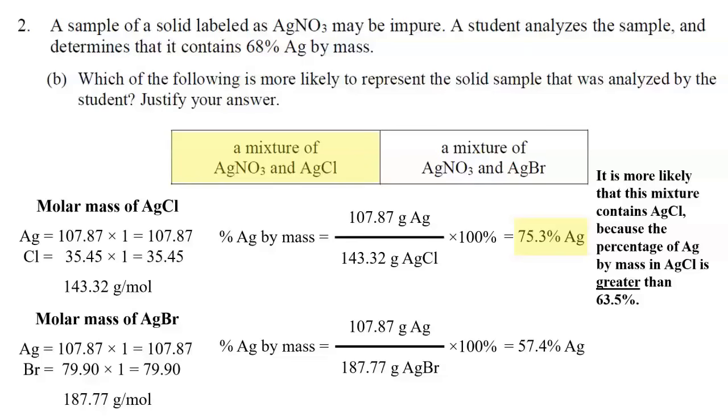And since 75.3% is higher, then that represents an impurity. The impurity would cause the percentage overall in the mixture to be too high. So hopefully that justification makes sense.